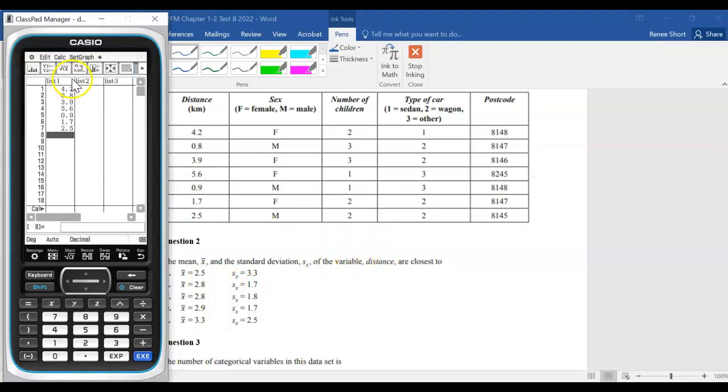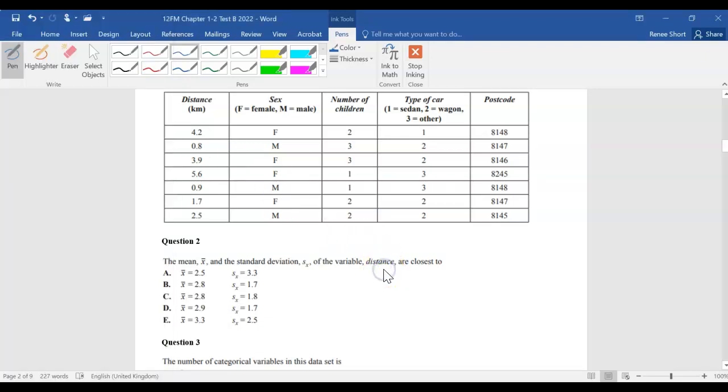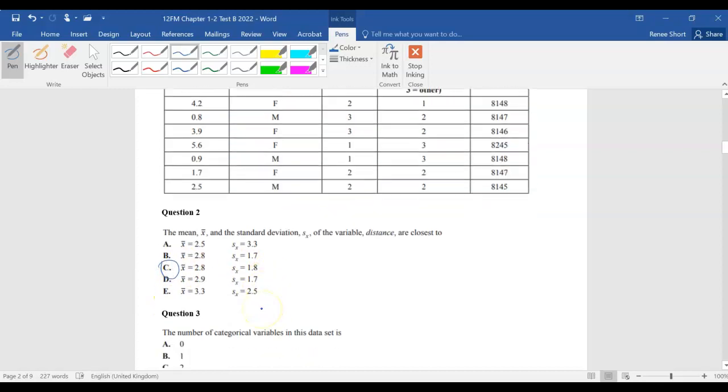So I have put those distance values into list 1 for us, and for us to find the mean and the standard deviation, we want to go calc one variable and then just leave it as list 1. And if we now press OK, it tells me that the mean x bar up the top is 2.8. And for the standard deviation, I want to scroll my eyes down to where it says SX. And if I look across there, then it is 1.8. So again, here the answer for this one is going to be C, 2.8 and then 1.8.